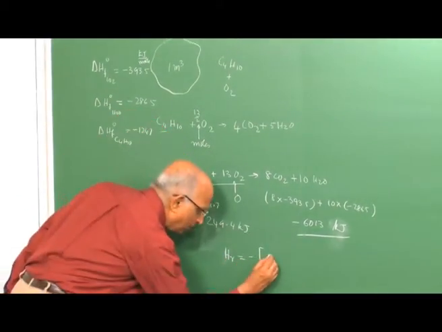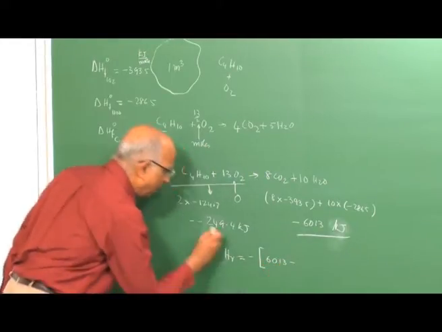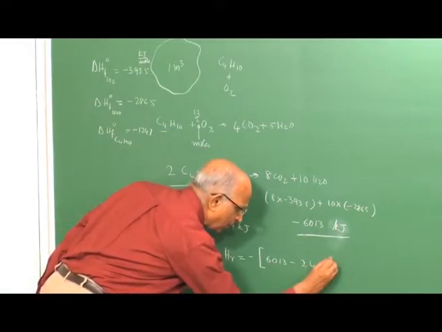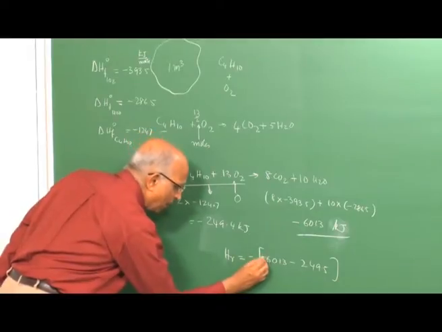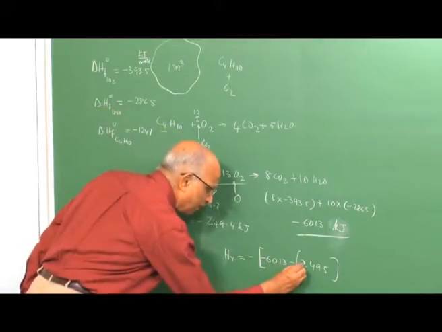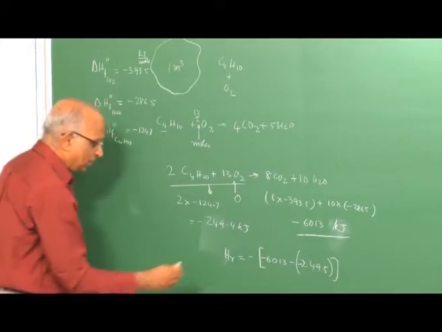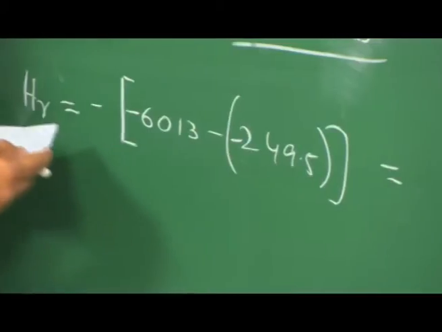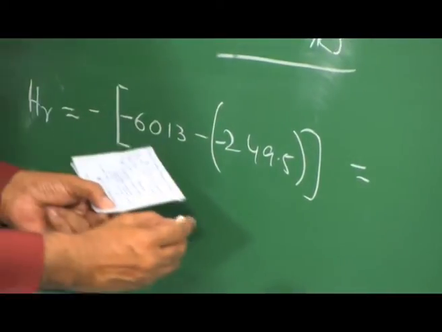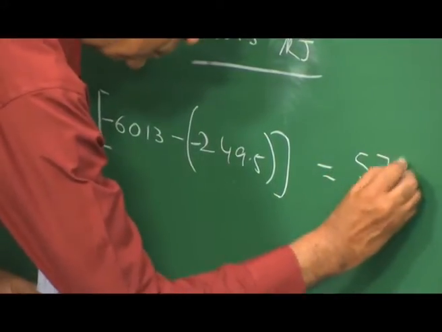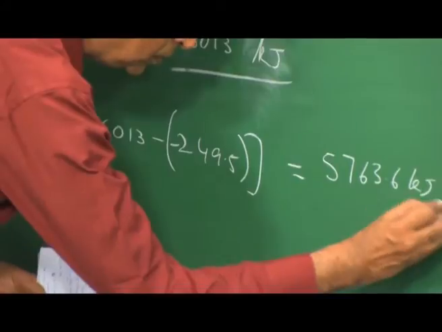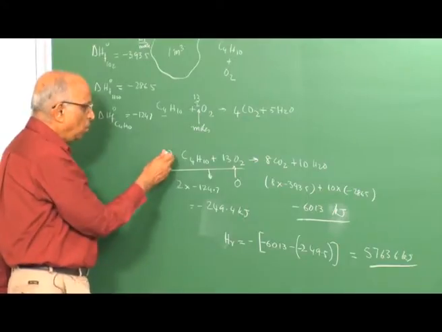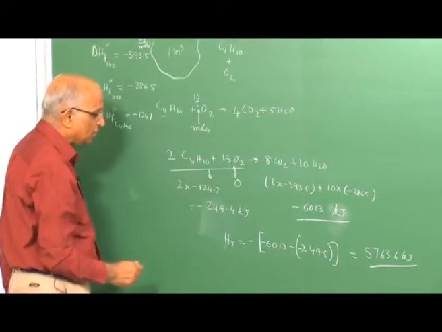Therefore, I put a minus over here, 6013 minus 249.4, and mind you this is minus, therefore, minus over here and minus of minus over here. Therefore, this is equal to plus 6013 minus 249.5, and this comes out to be equal to 5763.6. This is the heat from this particular reaction involving 2 moles of butane and 13 moles of oxygen.